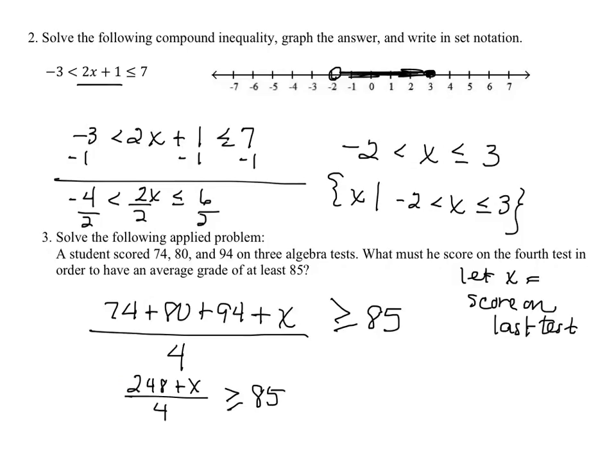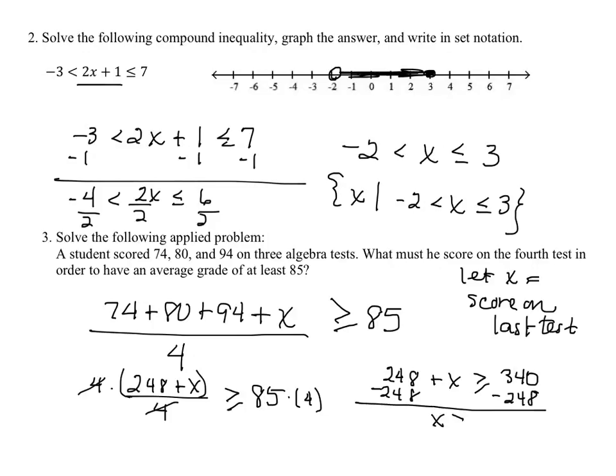Well, what do we do with the 4? We clear the fraction, so we multiply both sides by 4. Well, these 4s will divide out. So 248 plus x is greater than or equal to, let's do 85 times 4 is 340. I'm going to subtract 248. I don't need to switch the inequality. I'm not multiplying or dividing by a negative number. I'm just subtracting. And I get a 92.